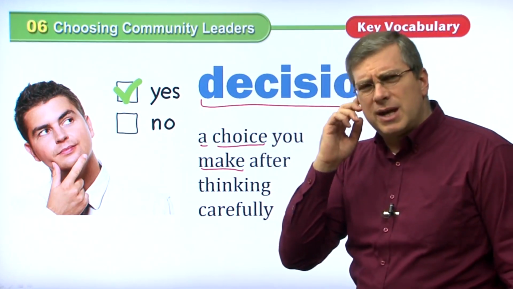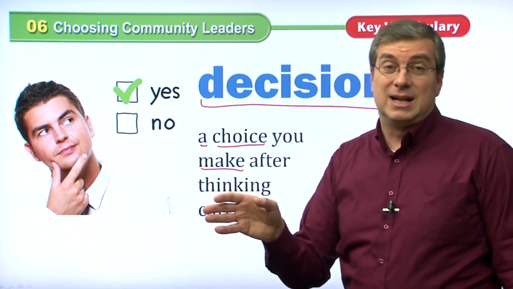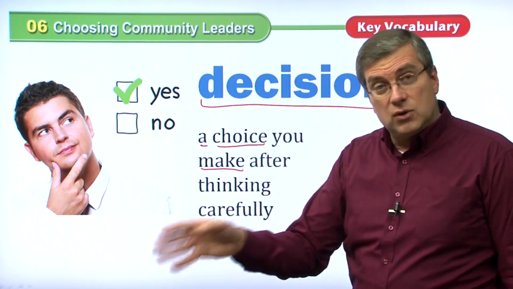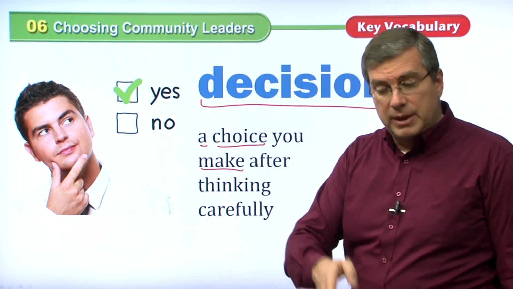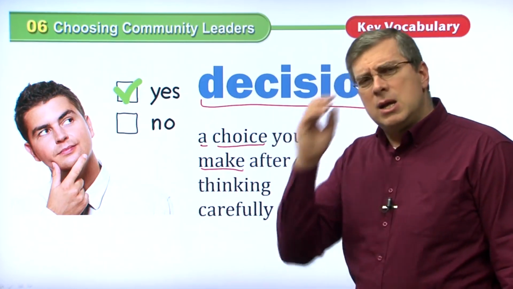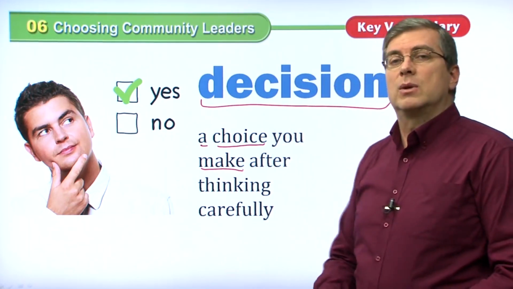So first of all, you think about the choices, right? You think about different people in an election. You think about different foods you want to eat for lunch. You think about whether you want to agree with something or disagree with something. You think about it carefully, and then you make a decision. And that's what a decision is.